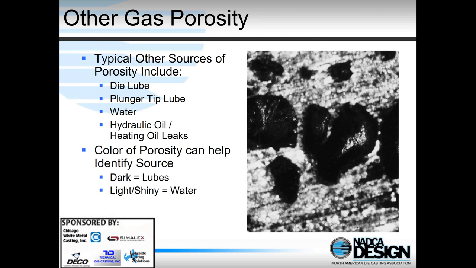And sometimes we can tell the source of the gas porosity from the color of the internal surface of the pore. It's kind of difficult to see from this picture, but in this picture they look kind of dark, in which case it's burnt lubricant. If they're shiny, then it's either air or water.